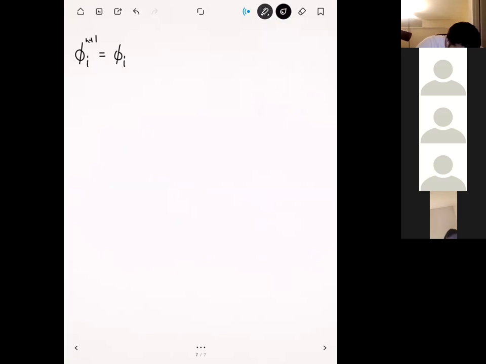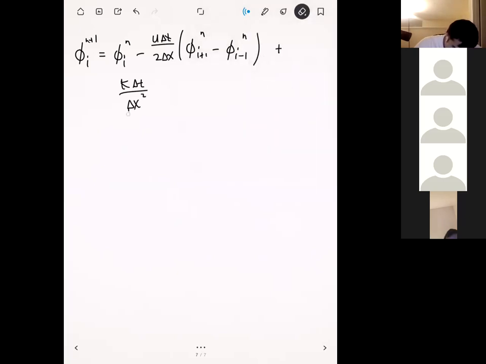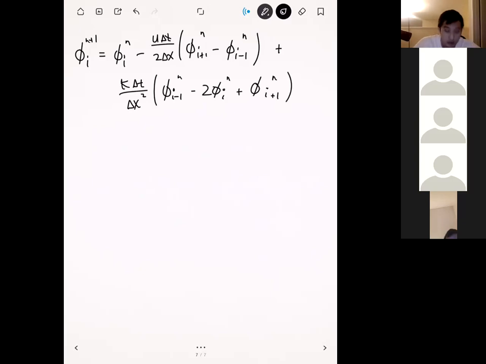equal to phi i n, okay, minus u delta t divided by 2 delta x, okay, times phi i plus 1 n minus phi i minus 1 n plus k delta t divided by delta x squared multiplied by phi i minus 1 to the n minus 2 phi i raised to the n plus phi i plus 1 to the n, okay, plus q i delta t, okay? All right.